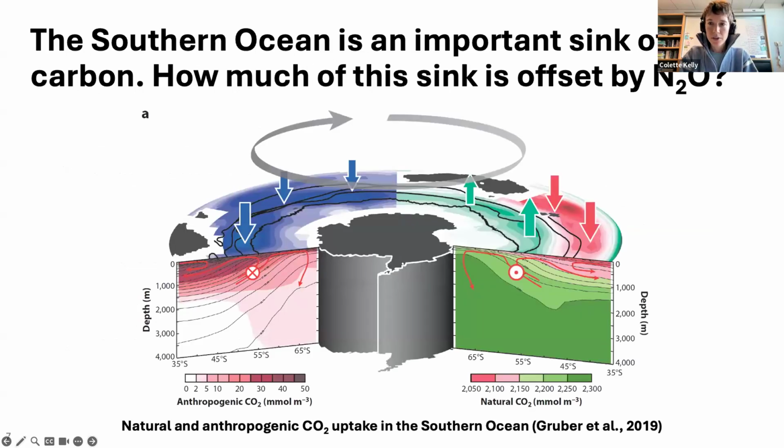So we set out to use machine learning and BGC Argo data to quantify the source of nitrous oxide from the Southern Ocean. And we chose the Southern Ocean specifically because it's an important sink of carbon dioxide. And we wanted to know how much of this carbon dioxide sink is offset by nitrous oxide outgassing.